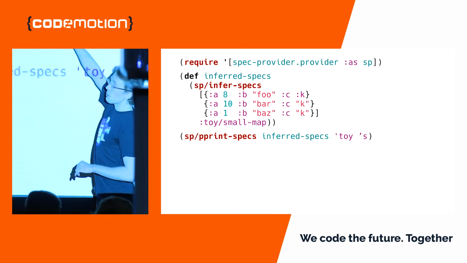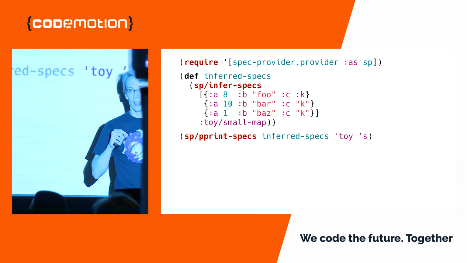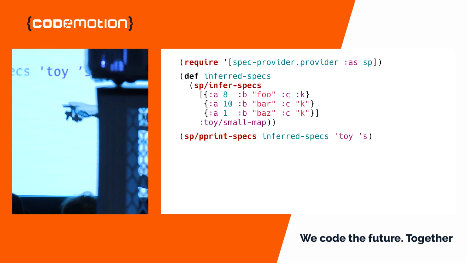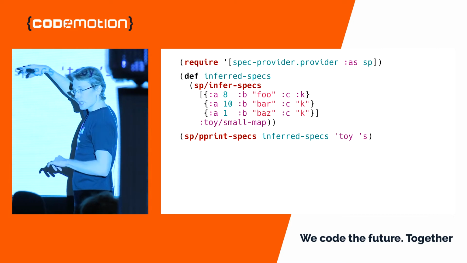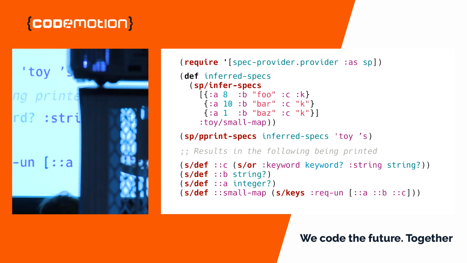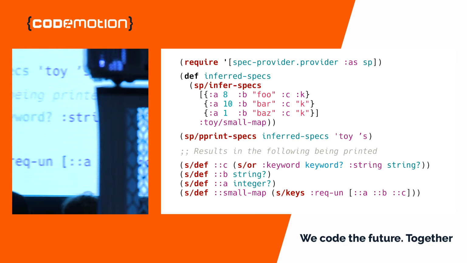In essence, I have 3 examples of a data structure. The first one is a bit off, because under keyword C, I have a keyword, not a string. After I infer specifications from those examples, I can print them. And after printing them, I see that the library understood the shape of the data, telling me a small map is something which has 3 keys, A, B, and C. A is an integer, B is a string, and C is a keyword or a string, which corresponds exactly to this. Now, this is what I took from the README file.